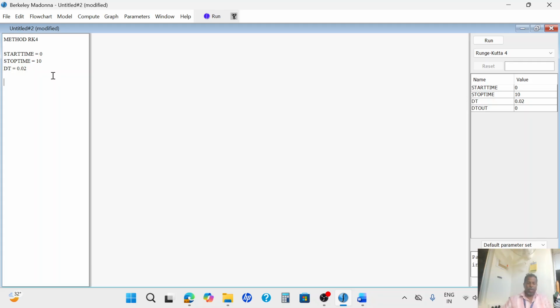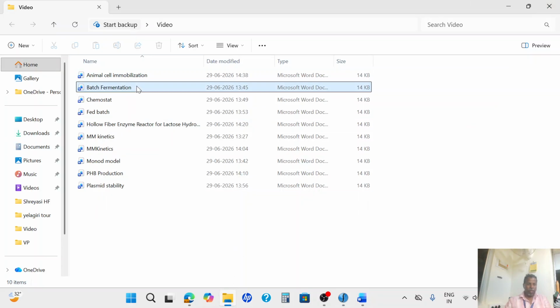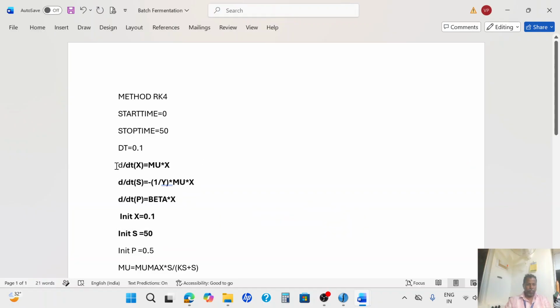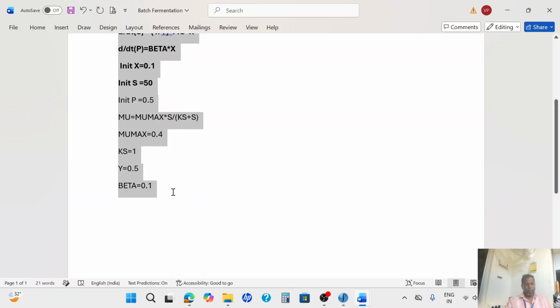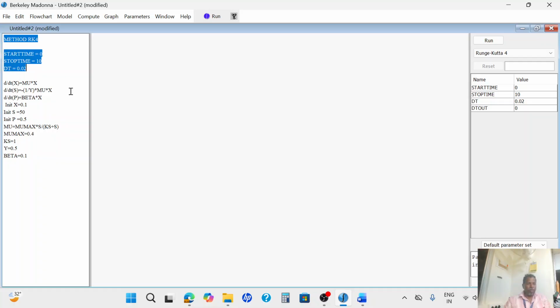The next one is the variable conditions we need to give. For a batch reactor, I just have the equations already. Let us see this directly. This is the model for a batch reactor. The first condition is going to be the inbuilt condition. The next is going to be the differential equations.